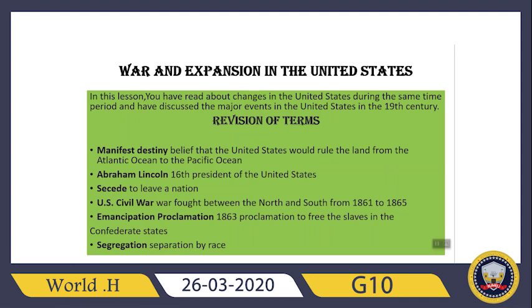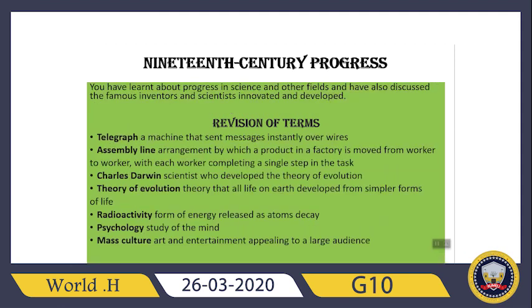Then we have another term, secede. Secede means to leave a nation. Then we have the U.S. Civil War. It was a war that was fought between the North and South from 1861 to 1865. And then we have the Emancipation Proclamation. Proclamation means a public or official announcement. So in 1863 there was an announcement to free the slaves in the Confederate States. Then we use another term in this lesson, segregation. Segregation means separation by race.